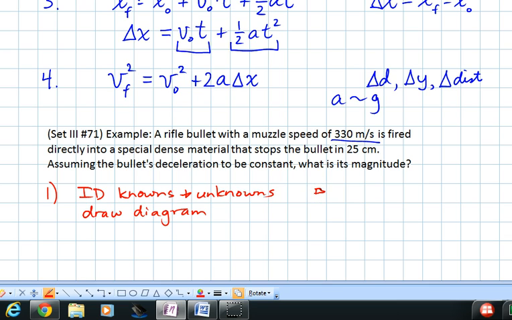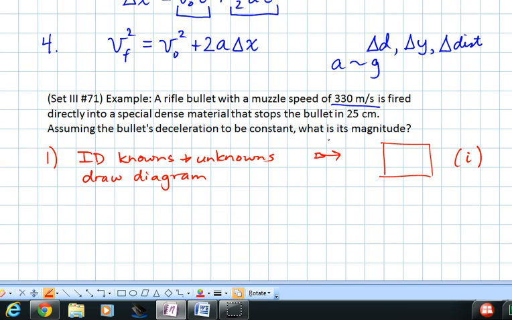Okay, so there's my bullet, it's speeding along, and here's the dense material that it's going to smash into, and I could write that this is my initial picture. Okay, so that's got a V initial, and then afterwards the bullet will be smashed in there, and it'll be in there a distance of 25 centimeters. So V initial is 330 meters per second.